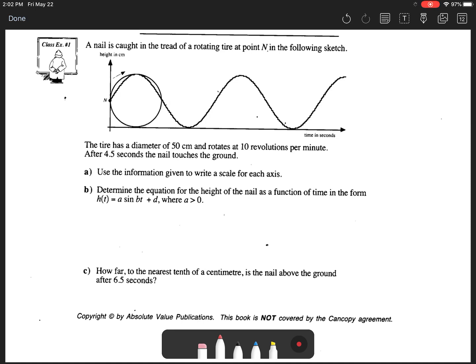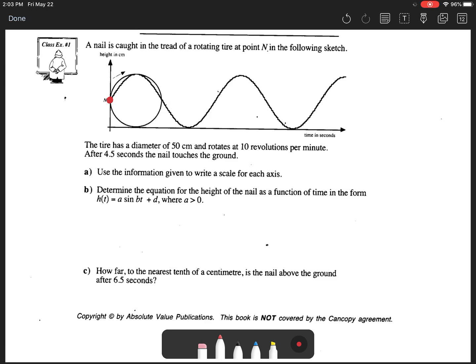So class example 1 reads like this. A nail is caught in the tread of a rotating tire at point N. So you locate point N, right there in red that I've put on the graph. So that tire is rotating, it's moving on the ground, and the height of the nail goes up, it goes down, hits the ground, goes back up, and you can see it creates a sinusoidal wave.